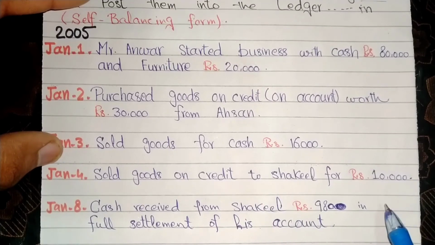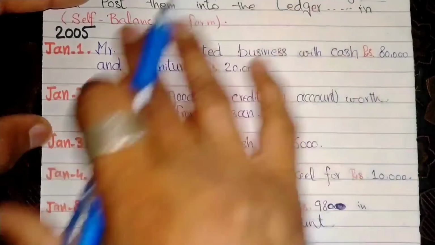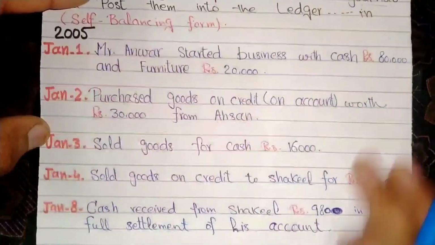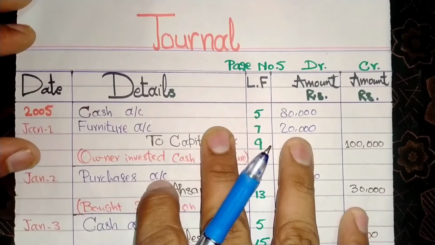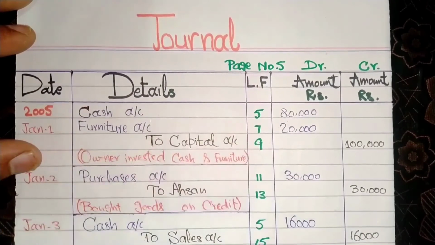So the 200 rupees will be called discount allowed by the business to its customer. After reading all the transactions or statements, now we will move toward the journal account. These are the entries entered in the journal account.